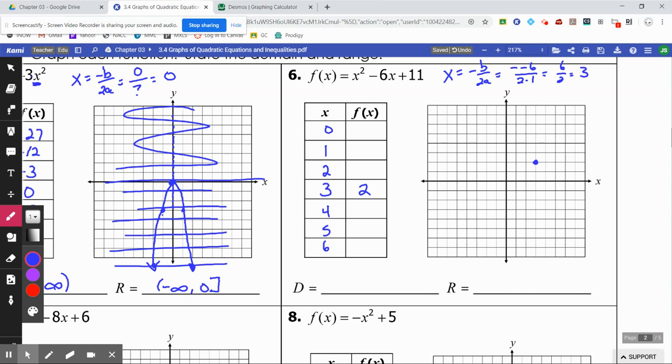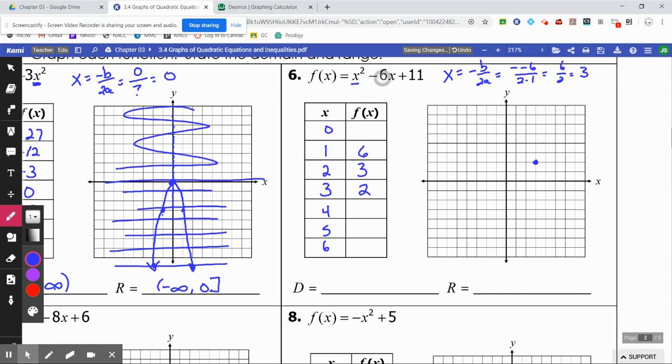When you plug in 2, 2 to the second power will be a 4, minus 6 times 2 is 12, and then bring down plus 11. If you do the positives first, 4 plus 11 is 15, minus 12 is 3. So when you plug in 2, you get 3. When you plug in 1, 1 to the second power would be 1. Negative 6 times 1 is a negative 6, plus 11. You do 1 and 11, you get 12, minus 6 is 6.